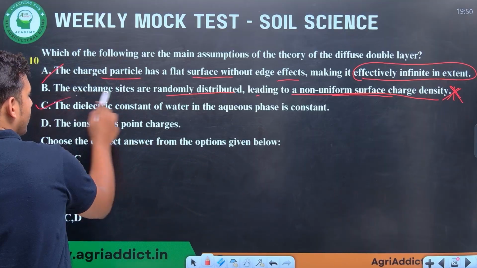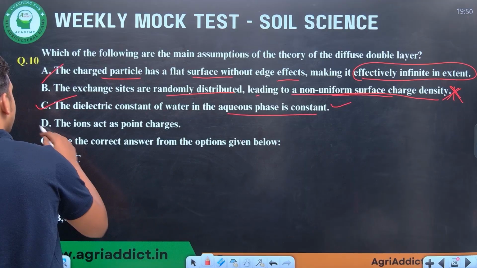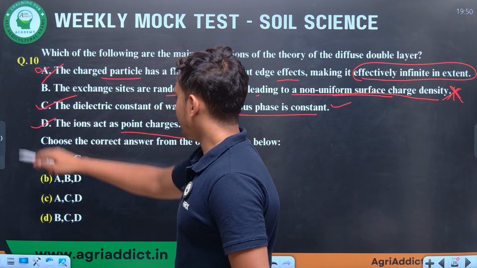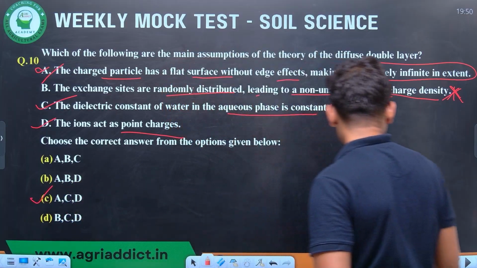The dielectric constant of the water in the aqueous phase is constant. This is also right, and the ions act as point charges. This is also right. So A, C and D are right. See, option C will be correct.